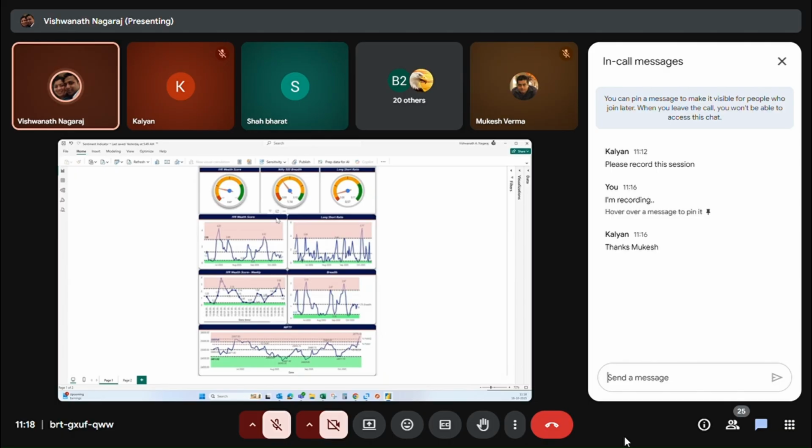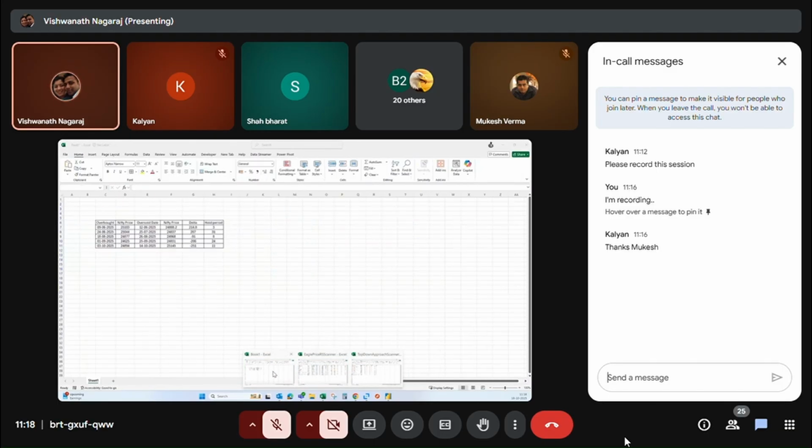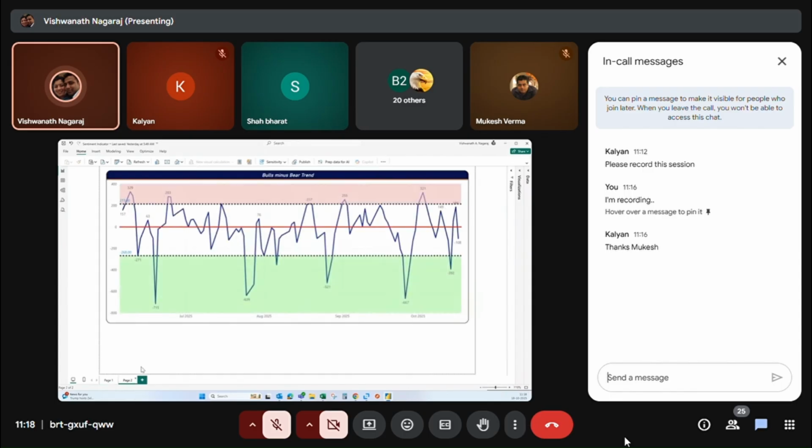This is what it is. And where is the data? Did I post it on this group? Let me try and get the data, or I have it here. Give me 1 second. No, I think no. This is the data.